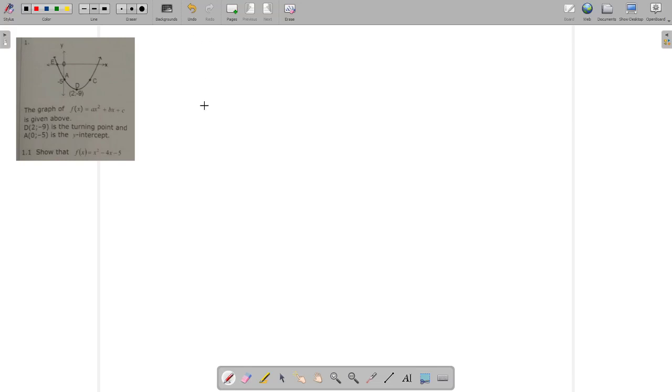Okay, so we're given a parabola with a turning point. If you have a problem like this that gives you a parabola, a turning point, another point, and says, show that f of x is equal to whatever, what you'll first want to do is write this parabola over here in the turning point form.